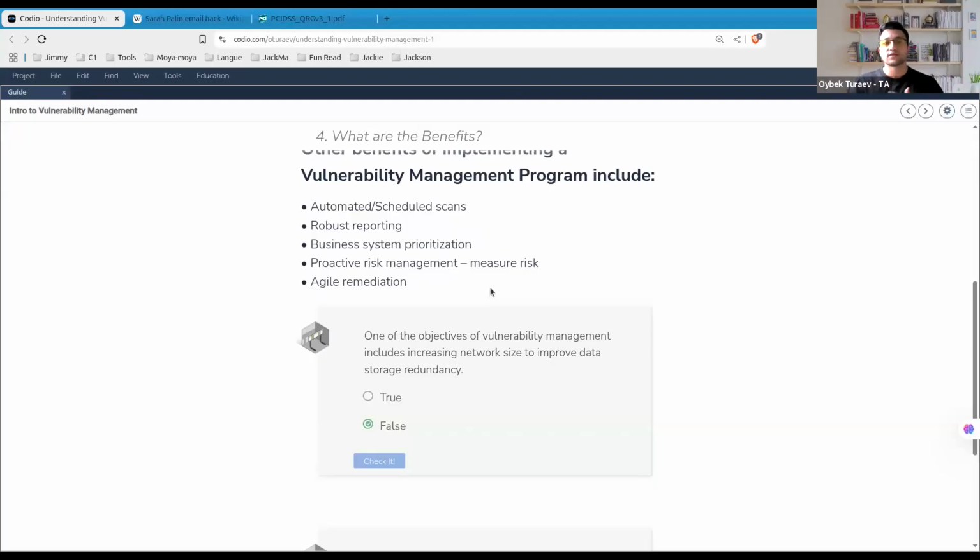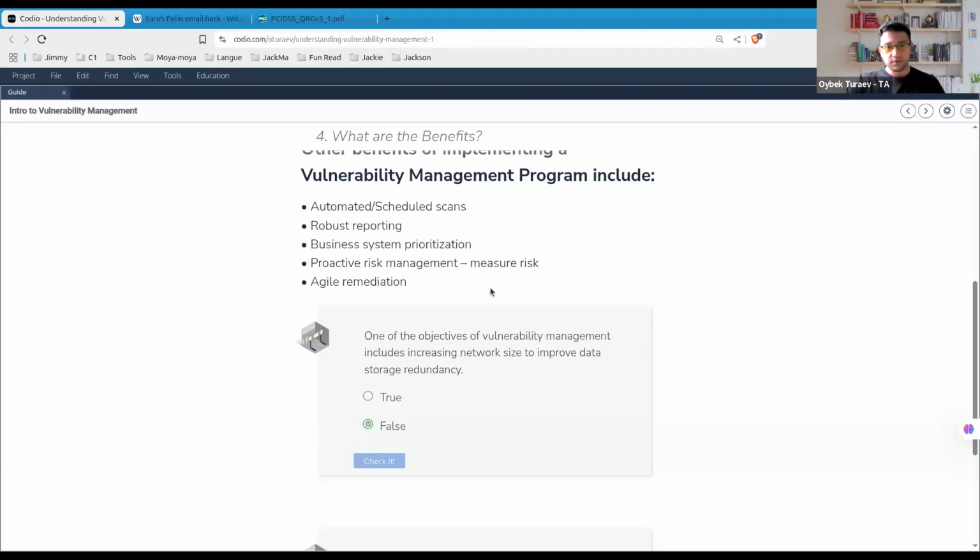And then it provides robust reporting and business system prioritization. Here we prioritize which vulnerabilities we are actually exposed to and mostly associated with, to avoid them. That's why we're going to talk about prioritization a bit later also. And then proactive risk management, measures of risk, and agile remediation. Agile remediation is an agile, step-by-step approach that we apply here in vulnerability management.